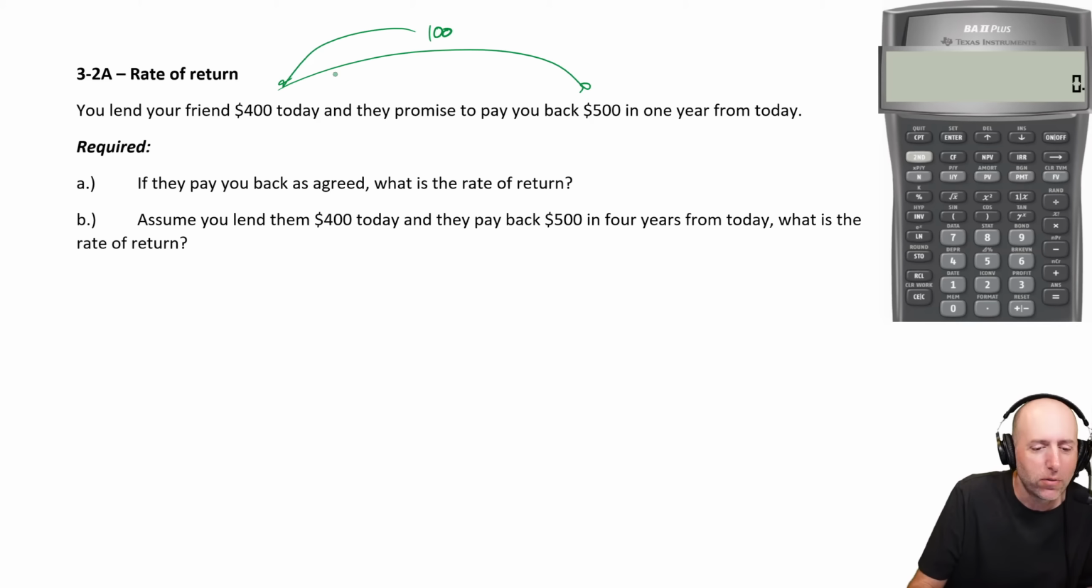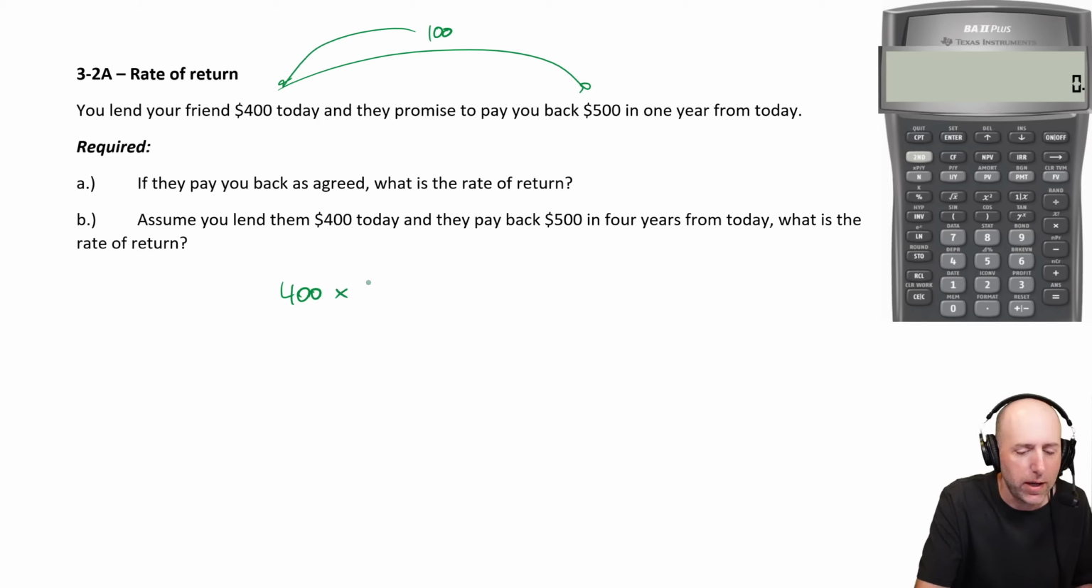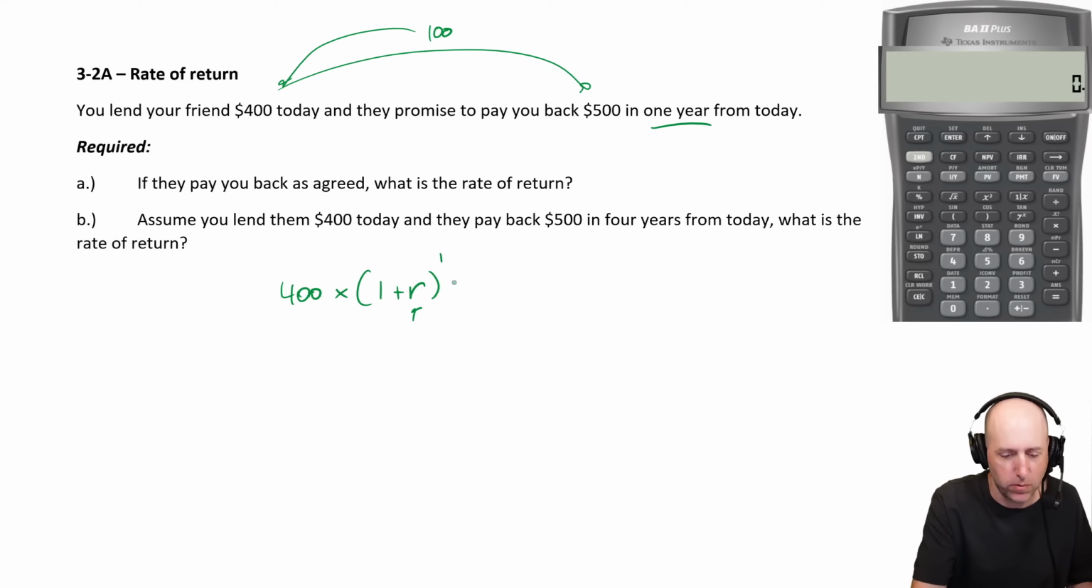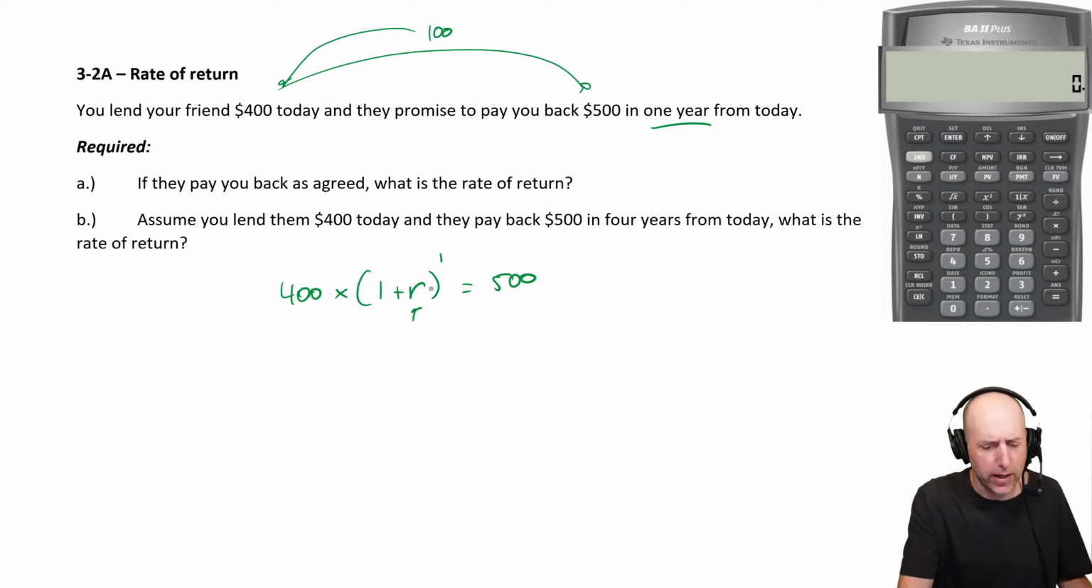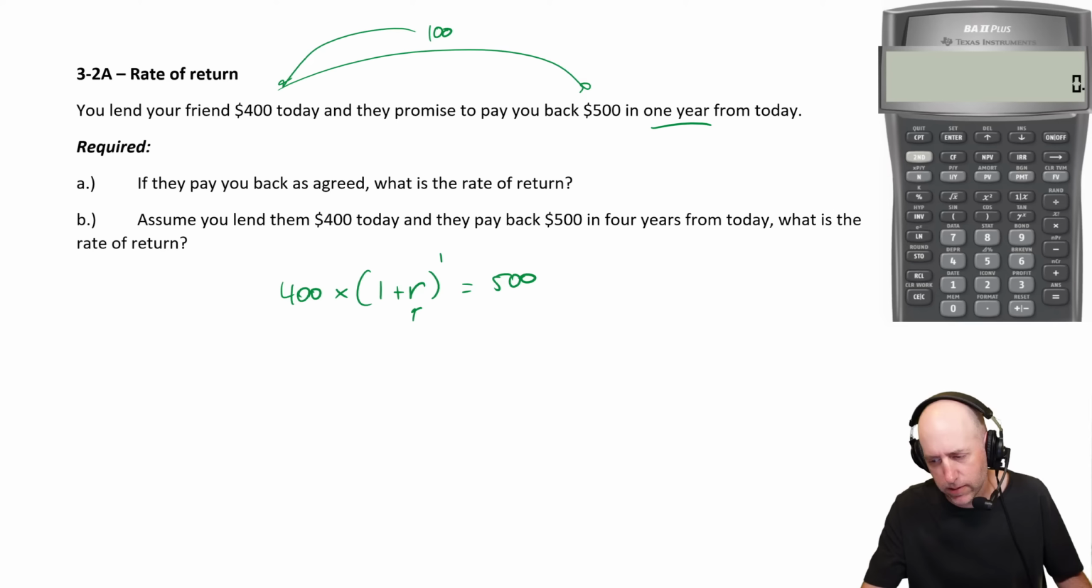Let's math it out with the formula that we learned from our previous video. So we know if I invest $400 today, I multiply it by 1 plus the rate of interest, that's what we're solving for, to the power of the number of periods. In this case, it's 1 year, so it's one compounding period. And that's going to equal 500, the future value of my money. So I divide 500 by 400 to get the stuff onto the other side.